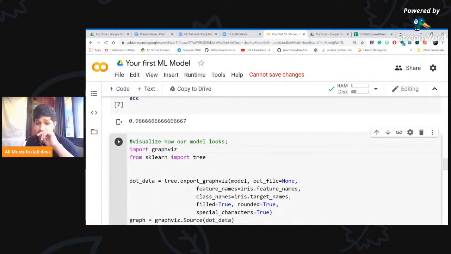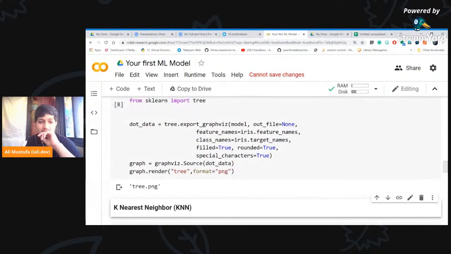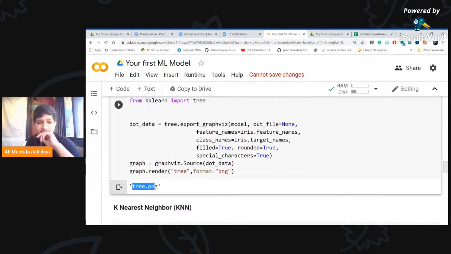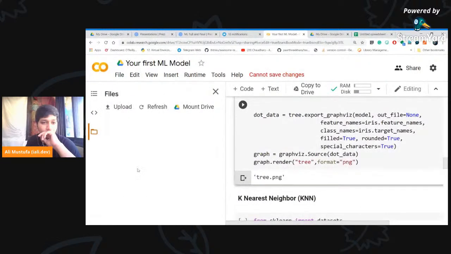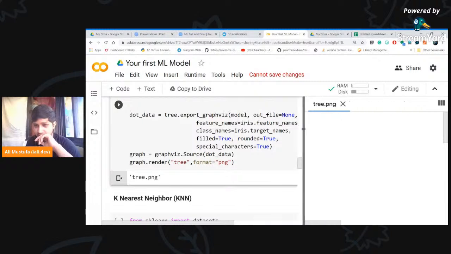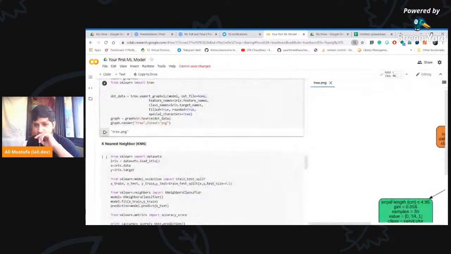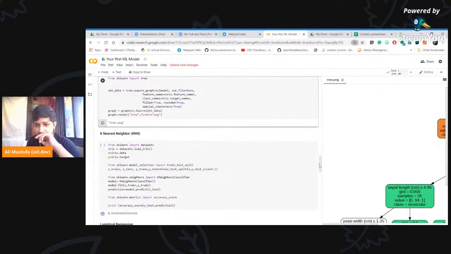Now let's visualize, okay? Let's see how the face of machine learning looks like. If machine learning was a person, what would its hands, mouth, and everything look like? So let's run this. There is an image generated called tree.png. So let's open this, okay? So I opened it here. Because of the small screen, I'm going to minify this. And now I'm able to see this.